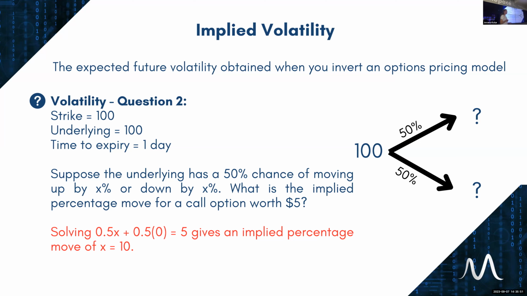To see how you can work backwards, this is a very simple model, but in most models you can work backwards and get what the implied volatility is. Any questions?